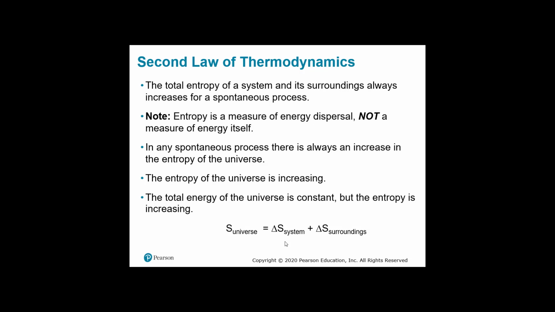In a spontaneous process, there's always an increase in the entropy of the universe. So that means that the system and surroundings total has to equal an increase in the universe, which doesn't always happen with what we're going to look at as this chapter goes on. The total energy of the universe is constant, but the entropy is increasing. So the first law talks about energy being constant. We cannot create nor destroy energy. We can't just randomly make it up. It keeps track of that. But the entropy will always increase when we're dealing with energy if it's a spontaneous reaction.